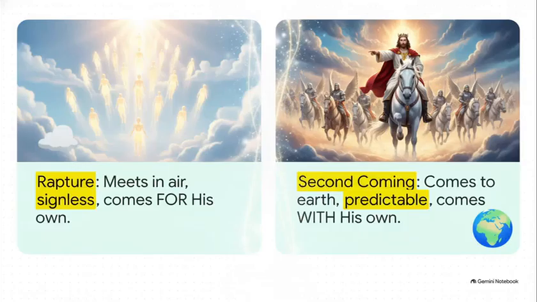And this brilliantly highlights a strict distinction between two events that people mix up all the time. The rapture and the second coming are completely separate, non-overlapping events. Just look at the differences. In the rapture, Christ meets believers in the air, there are no preceding signs, and he comes for his own to protect them. The second coming? That happens after the tribulation.